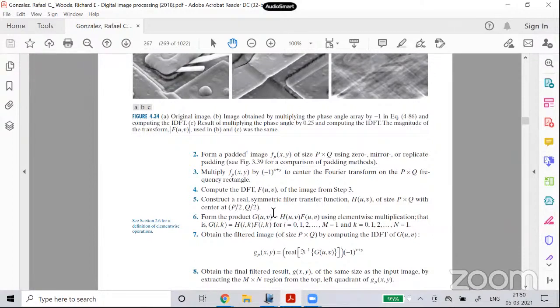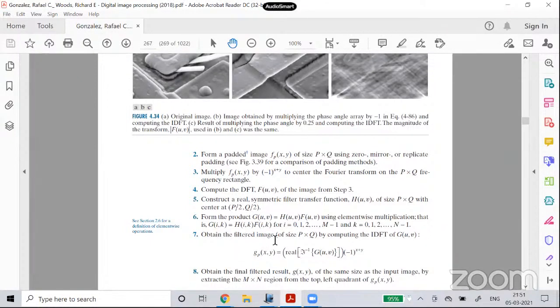So this is just changing the image. Now you have to look at the kernel. Construct a real symmetric filter transfer function H(u,v). This plays the role of the kernel for convolution, of the same size, centered at P by 2, Q by 2, which will be the center of this also. Then you form this product. You want to form the product in the frequency domain to get the convolution in the spatial domain.